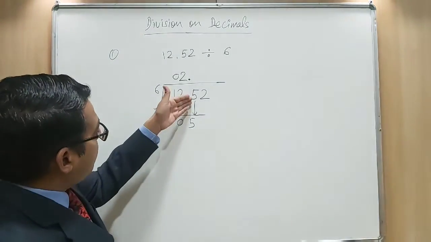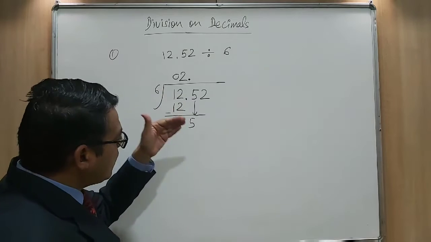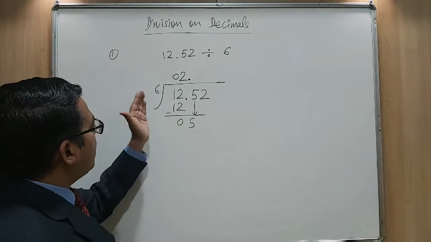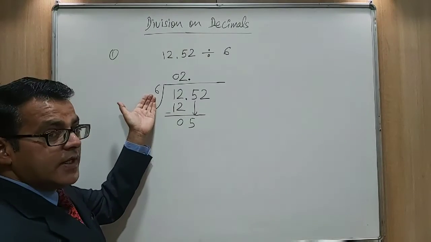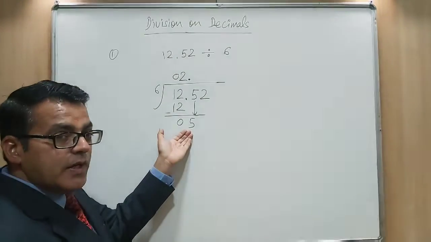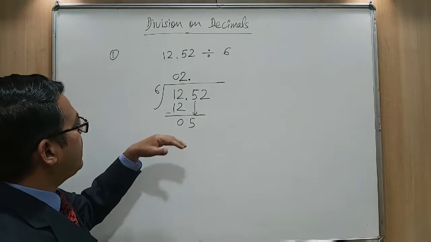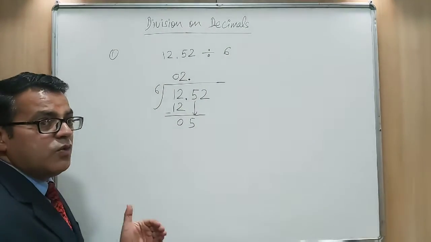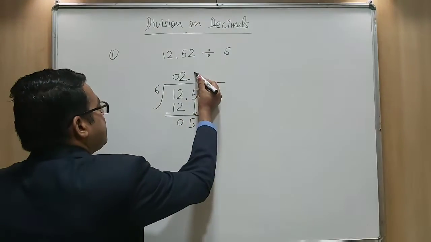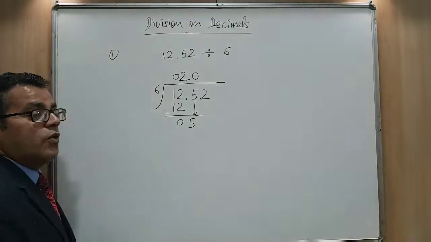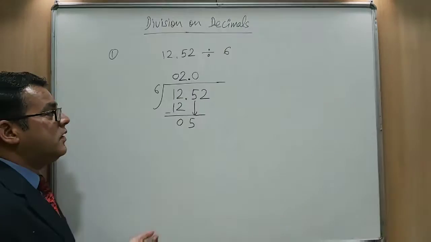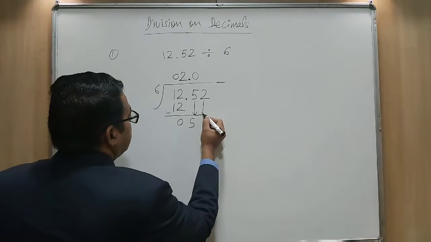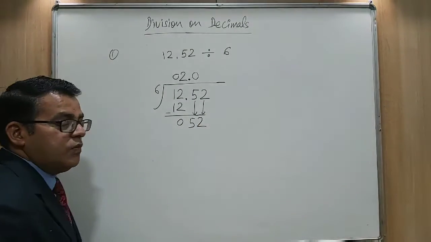right? Now after shifting this 5, what to do? We have to divide this 5 by 6. Now you can see here 6 is the greater value, 5 is the lesser value. So it is not possible to divide this 5 by 6 here. So what to do now? The rule says put 0 there, just like this 0. Then shift the next digit, that is 2.